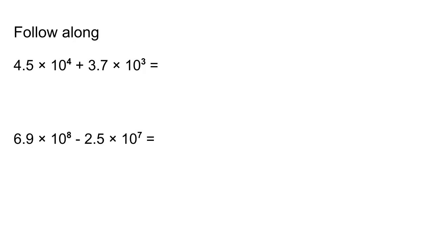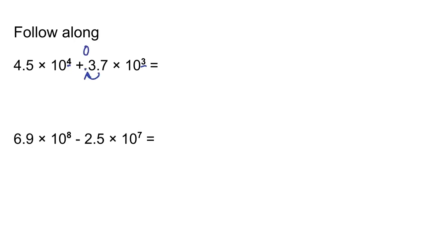Now follow along as I solve these problems. Here I have 4.5 times 10 to the 4th plus 3.7 times 10 cubed. In this case, I have different exponents, so I need to make them have the same exponent. And in this case, I can change the 10 cubed to 10 to the 4th by moving the decimal point one place to the left.